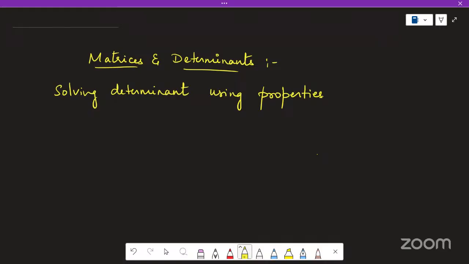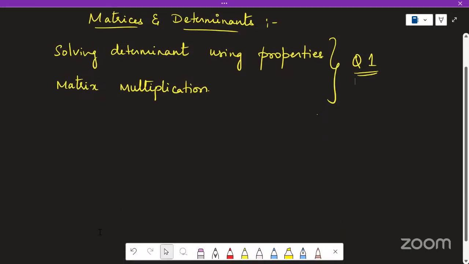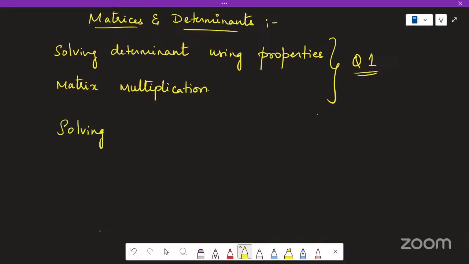And then under matrices, you learn matrix multiplication. Among these two, you're going to get one question in question number one, the compulsory question. Among these two, one question you're going to get in question number one. Okay. And then you have solving simultaneous equations. You will have three equations given. You need to find the value of x, y, z.